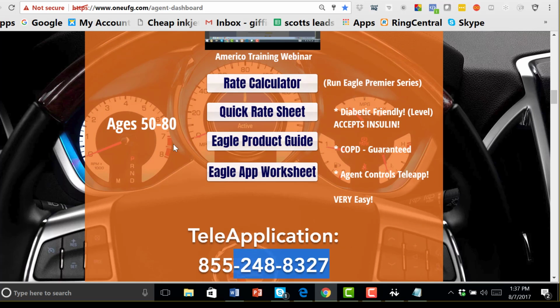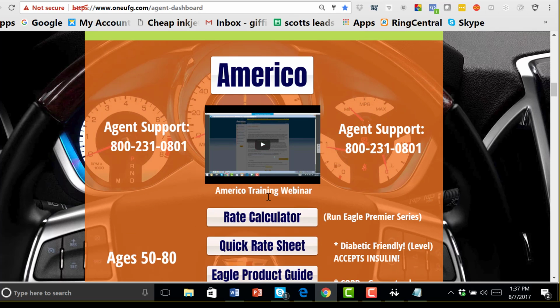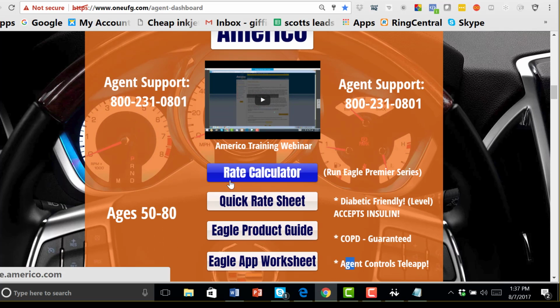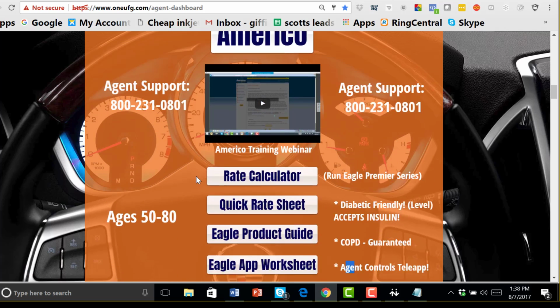As you can see here, it says agent controls the tele app. You're the one that's going to be answering and giving the underwriter all the questions. And then at the end, they're going to ask the customer, well, was everything correct that we went over? Yes. Okay. So as far as simplicity, Americo is real simple. You don't even have to input an application. So if you're worried about inputting an application, start with Americo. Just go right there.